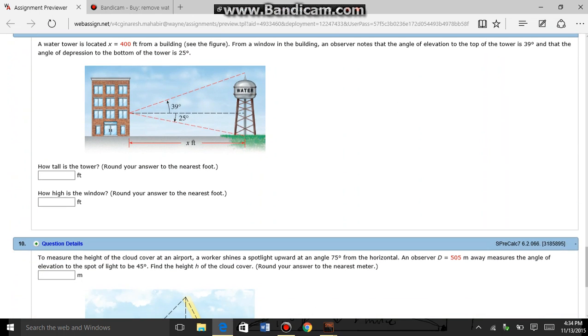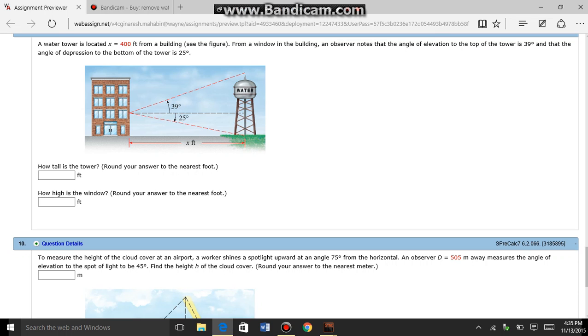Perfect. Didn't even give you a diagram. This place is nice. All right. So it says a water tower is located x equals 400 feet from the building. Okay, so you see the building, you see the diagram. You've got your water tower. From a window in the building, an observer observes that the angle of elevation is 39 degrees there. So he's looking out the window, and he's looking down at an angle of depression of 25 degrees. It says, how tall is the tower? So this is going to be a fun one. Here we go, and we'll see if we can do this in the time that's left. I'll let you figure it out.